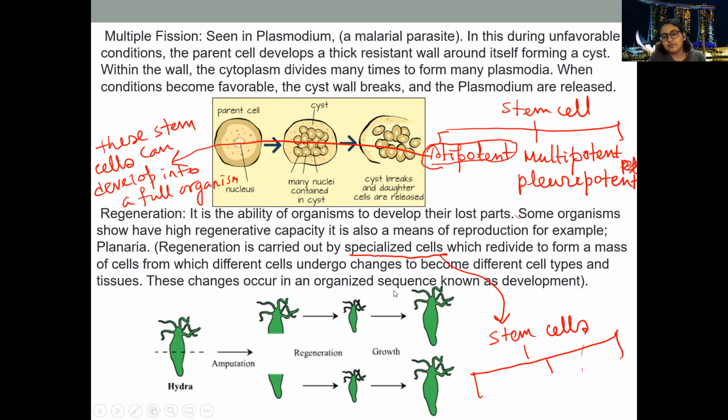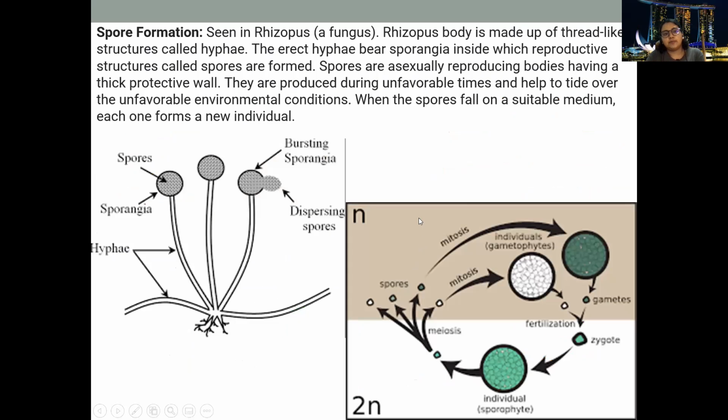Fine. Now come to the next point, spore formation. So spore formation, you know what happens. It is seen in Rhizopus, which is a fungus actually. The Rhizopus body is made up of thread-like structures called hyphae. These thread-like structures are called hyphae, and the erect hyphae bear a sporangium. This is the spore-bearing sac-like structure.